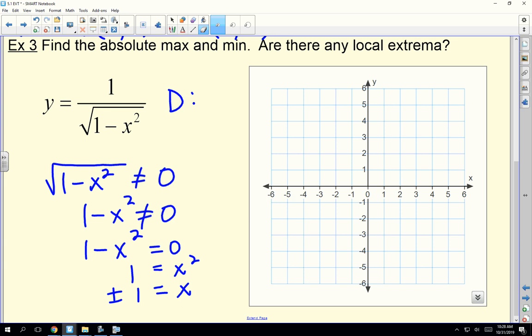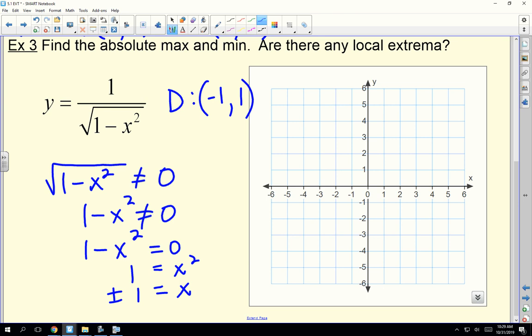No. So my domain looks like this. It's the open interval, negative 1 to 1. There it is. That's my domain: negative 1 to 1. Is it okay that x equals 0? Sure. 1 minus 0 squared is 1, the square root of 1 is 1, you just get 1. So it's fine. But anything to the left of negative 1 or to the right of 1 won't work.